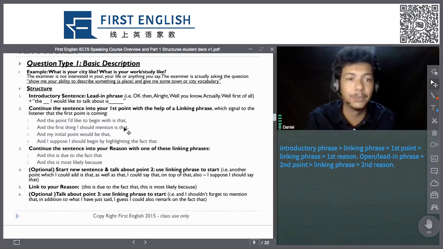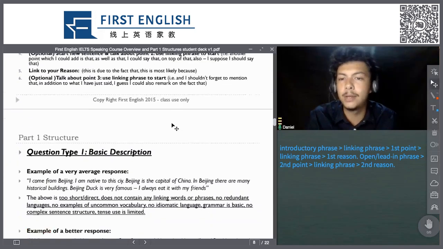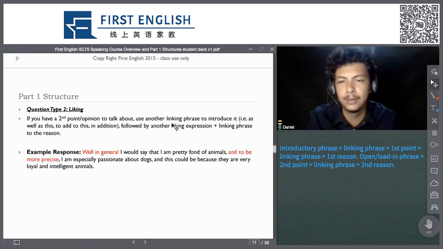Like I said, for most of these question types, this is essentially the structure that you're going to want to follow. It does vary, it does differ somewhat as you proceed through some of the other question types, which of course we'll talk about and break down here. And on that note, let's move on to the second question type, which is liking. So an example of that kind of question would be, do you like animals? Pretty straightforward, pretty basic now.